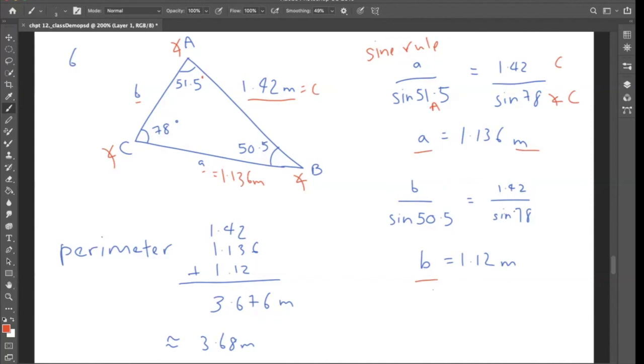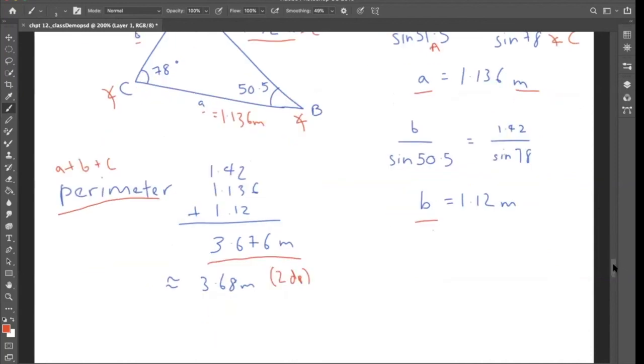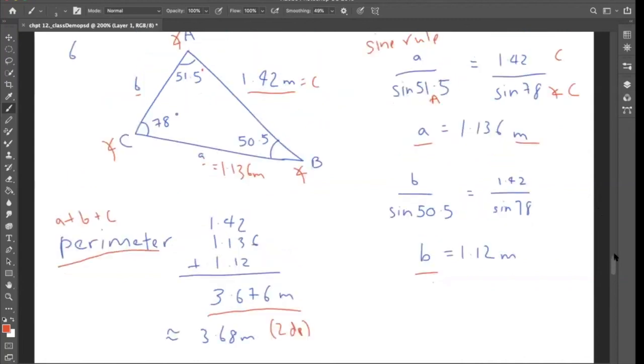All right, so we are required to find the perimeter. Perimeter means side a plus side b plus side c, right? So we total up, we should get 3.676. So we round off to 2 decimal places, so 3.68 meters. Okay, Brandon, okay?